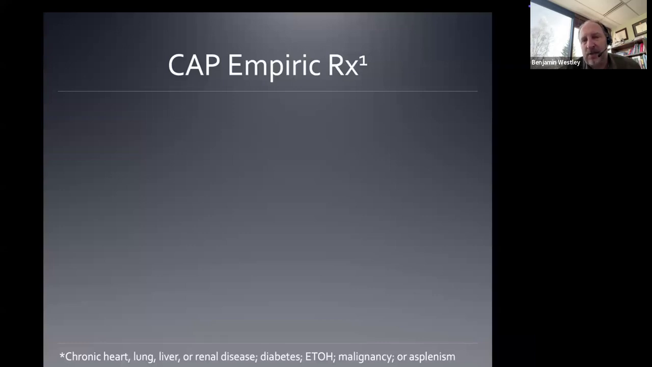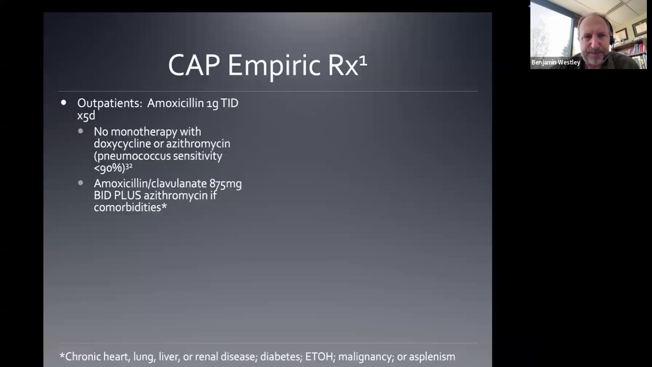So looking at empiric regimens for community-acquired pneumonia, again, these are from the IDSA and ATS guidelines, which were updated in 2018, 2019, something like that. So for outpatients, they are now recommending, and we're trying to streamline to amoxicillin 3 times a day for 5 days.